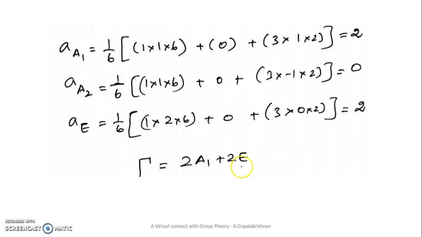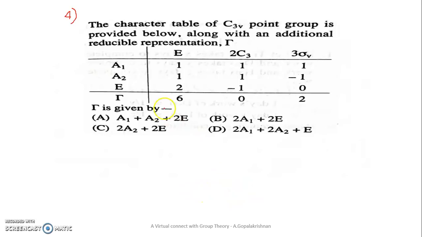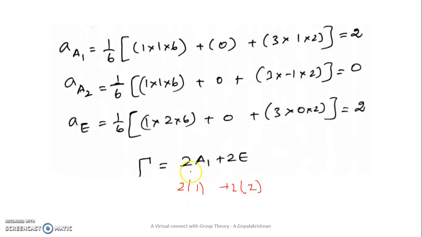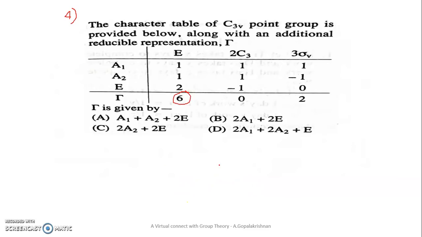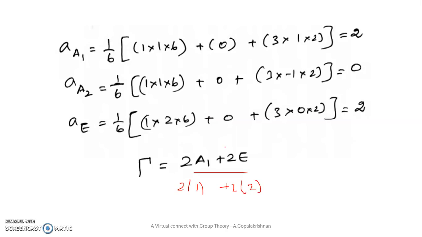2A1 plus 2E. Whether this answer is correct or not, how to check? 2 into 1 dimension plus 2 into 2 dimension. So what's the answer? 2 into 2 is 4, 4 plus 2 is 6. So see the identity character. The identity character in the reducible representation is 6. Therefore our answer is correct. So what's the answer we got? 2A1 plus 2E. So which is the correct option? The correct option is option B. Then see question number 5.